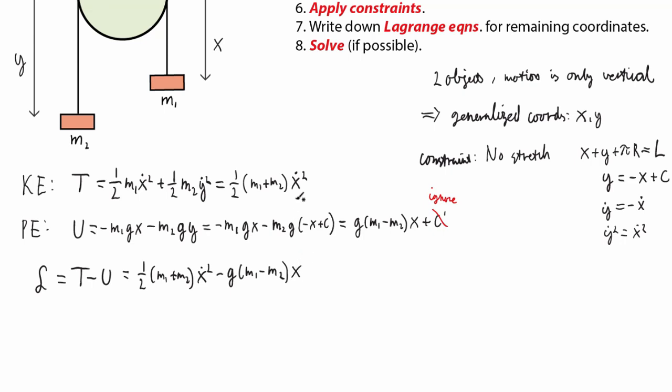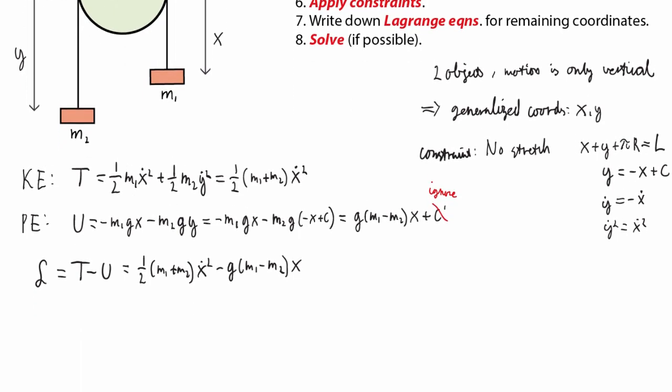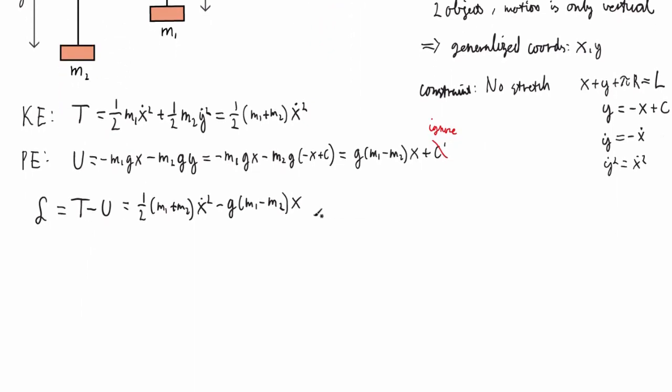So that's the Lagrangian. We now need to do this for the remaining coordinates. Well, only one remains. That's x. And that makes sense if you look at the problem, right? There's only really 1 degree of freedom here. If this mass moves down, this one moves up by the same amount. So we only have one kinetic variable. And we have the same number of generalized coordinates, so that means that the system is holonomic. Okay, so now we apply the Lagrange equation.